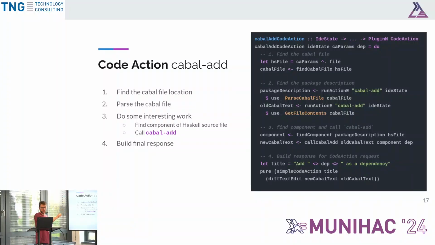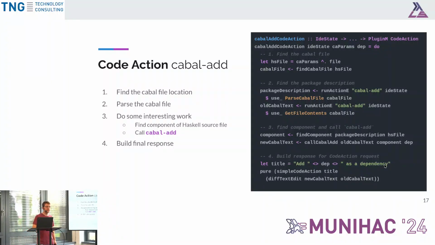to the correct component. So old cabal text and new cabal text are really sources. They're not file paths, they are the sources, or the contents of the cabal file. And once all of that has worked out perfectly, hopefully, then we can actually build a response. The response, as we have pointed out, needs a title. So for example, we produce a title for the code action that is displayed to the user. And we produce the text diff.